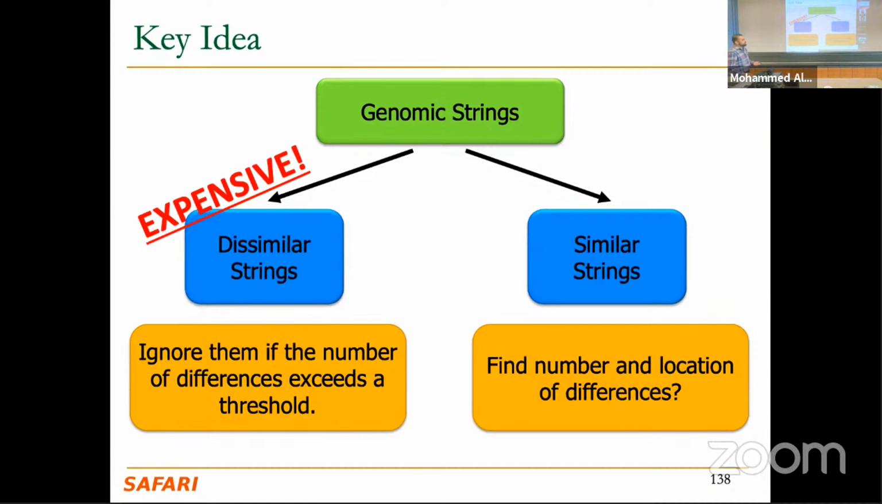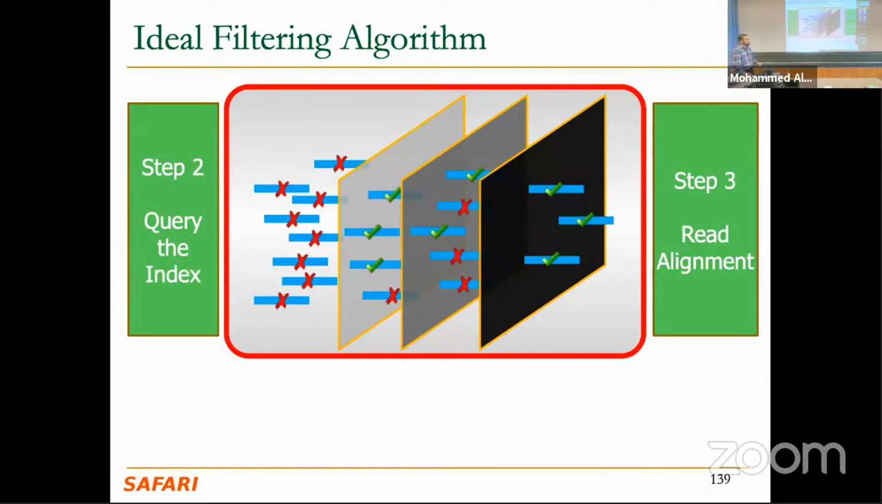But if they are similar to each other within a threshold, then it's interesting to find the number and the location of all these differences. And this is what we call the pre-alignment filtering concept. So you have the sequences going to the pre-alignment filter first, and then if they are good, if they are similar to each other, they go to the read alignment step.